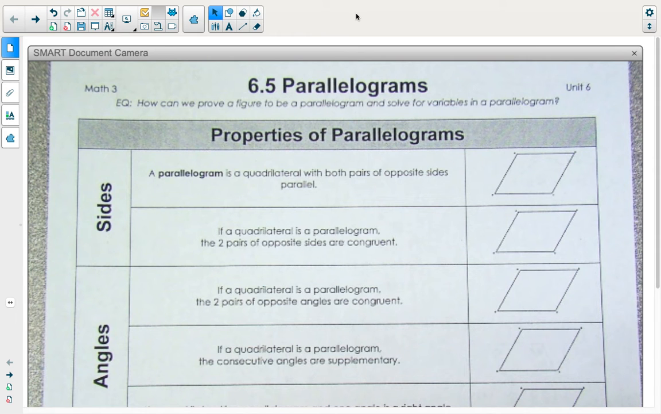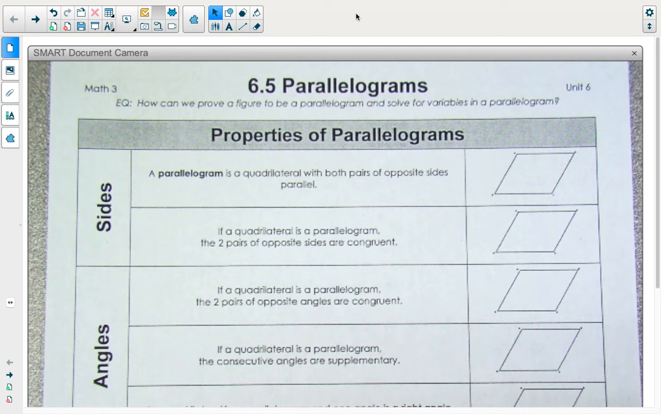Everybody. Today we're going to take a look at parallelograms, and tomorrow we'll take a look at quadrilaterals. We'll be studying different properties about each of those shapes, and then going through and solving some problems, figuring out what the missing angle value is or what a missing side is. So today's parallelograms, and the question that we should be able to answer by the end of the lesson is, how can we prove a figure to be a parallelogram and solve for variables in a parallelogram?